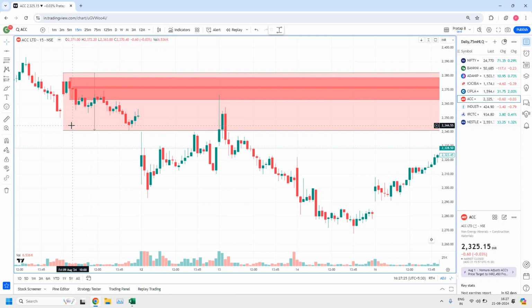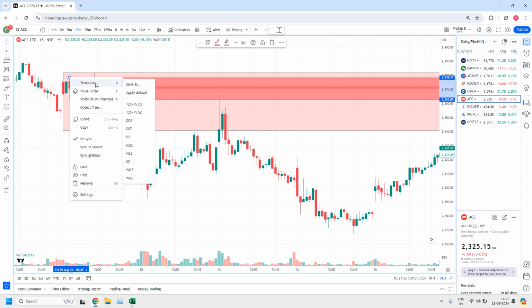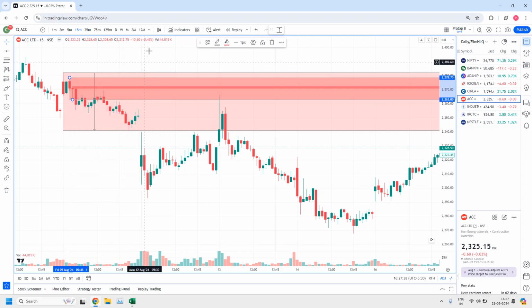So in the 15 minutes time frame, we identified a rally, 2 base candles and a drop candle. Rally, 2 base candles and a drop. This is the 15 minute zone. So inside this 15 minute zone, again fine tuned with 5 minutes time frame.